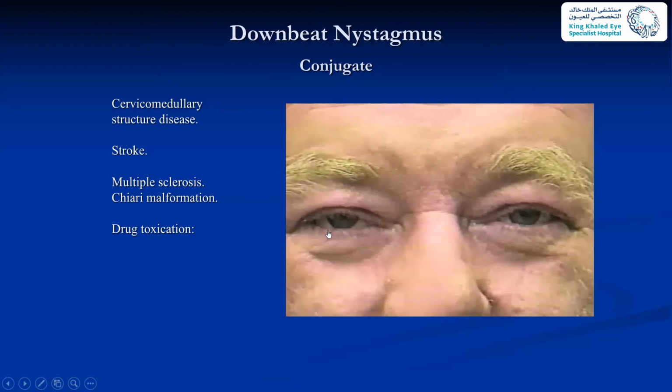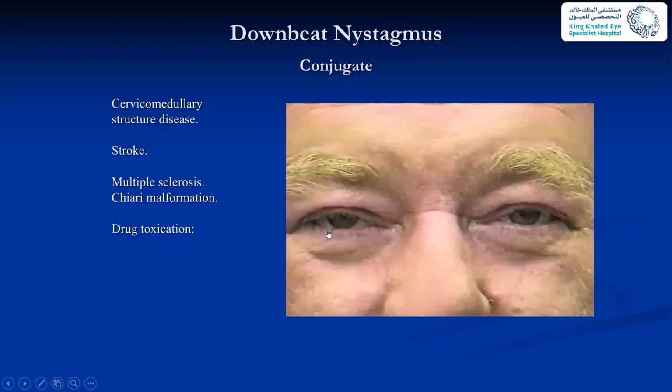Now, let us see conjugated, both eyes moving together, and what we call downbeat nystagmus. Downbeat nystagmus is vertical nystagmus. In horizontal movement there is no nystagmus, but in the vertical movement, there is nystagmus. And we call it downbeat because the fast phase is looking down. The fast phase is down.